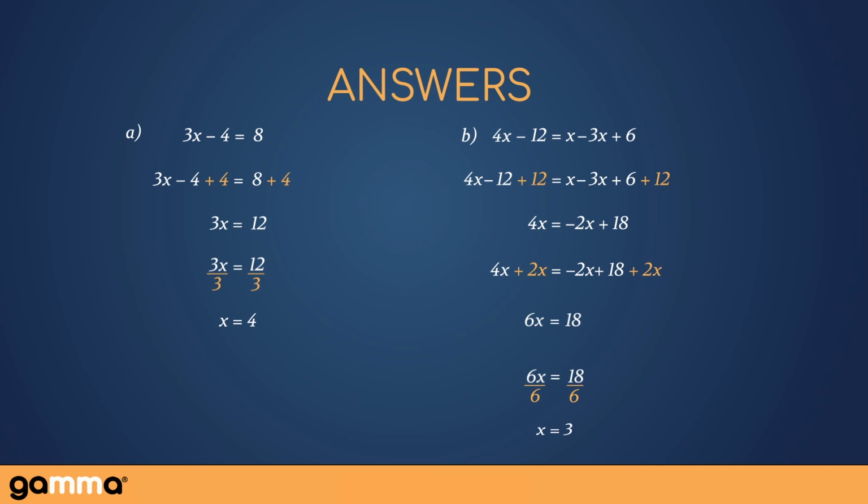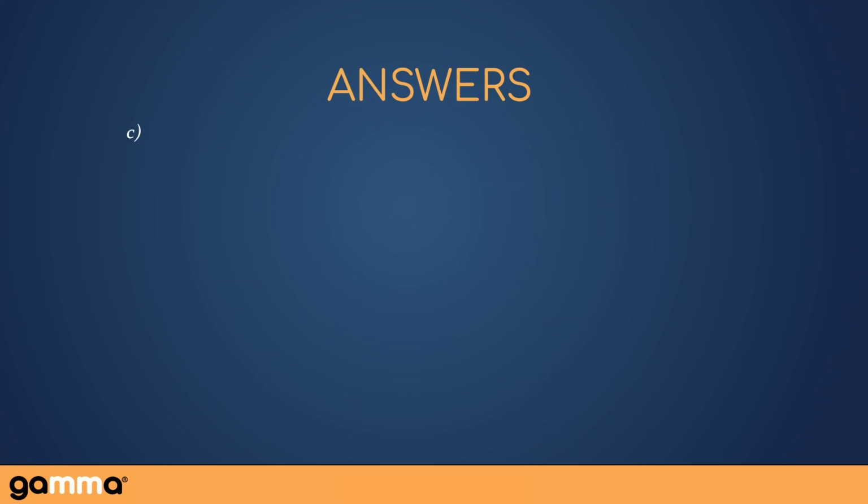Let us now check our answer for C. C was given as 3 into p plus 2 is equal to 2 into p minus 1. So the first thing we need to do is multiply the 3 into the bracket. So we will have 3p plus 6 is equal to, and then we also need to multiply the 2 into the bracket. So we'll have 2p minus 2.